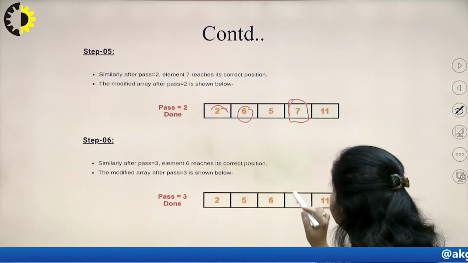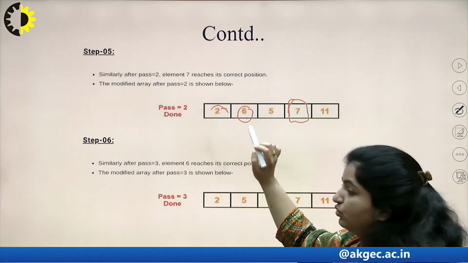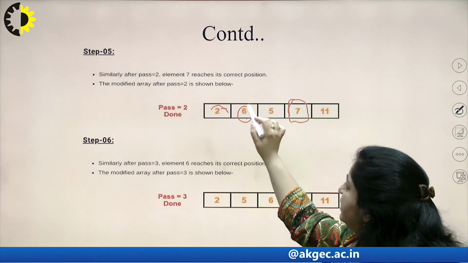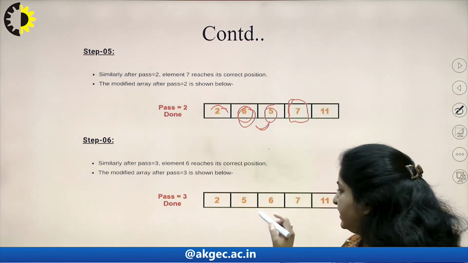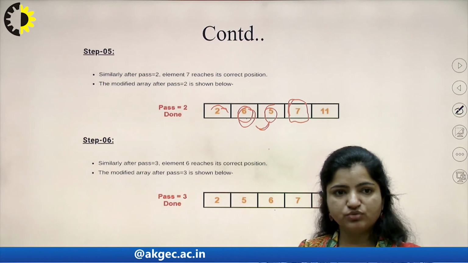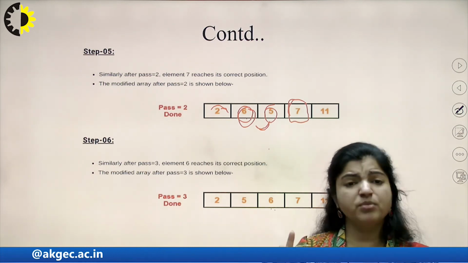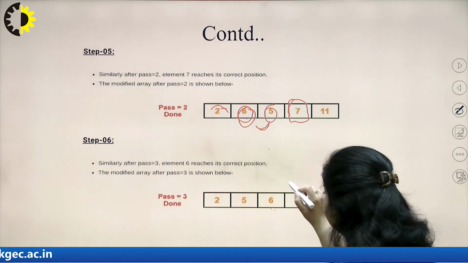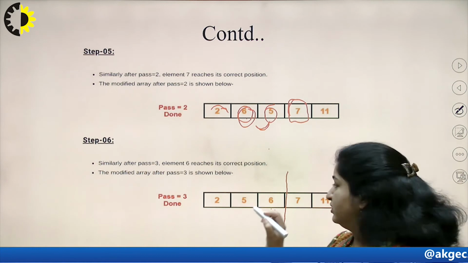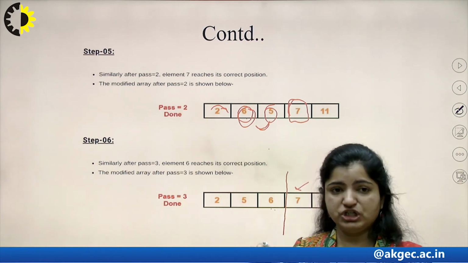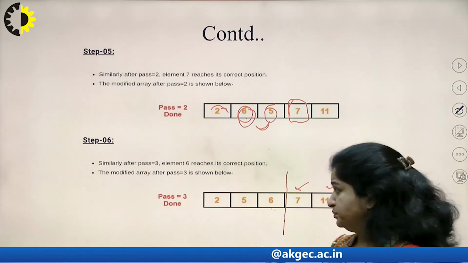In the third pass again I will compare 2 and 6, no bubbling, no swapping. Then 6 and 5. So, here the swapping needs to be done. So, 5 and 6 will be swapped here. So, this swapping is done, fine. Then again 6 and 7. So, here the comparisons are not to be done with this 7 and 11. Only this much comparison needs to be done, because they are already at their original position, fine. So, the number of comparisons is also reducing over here.